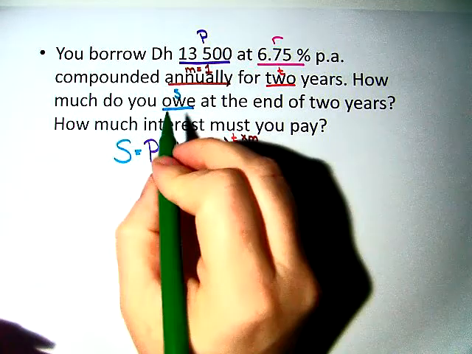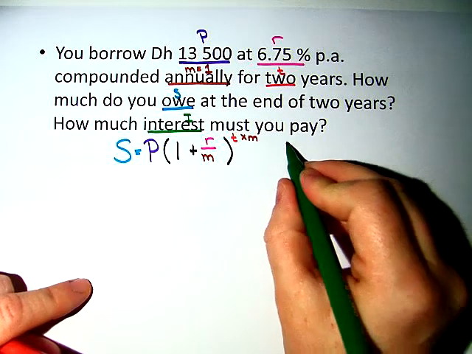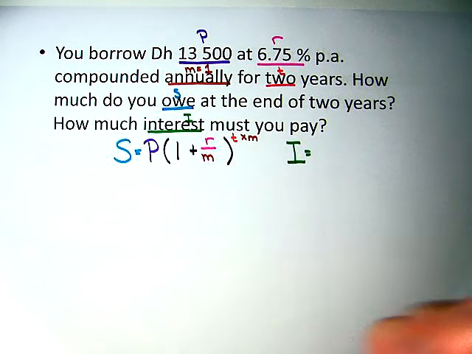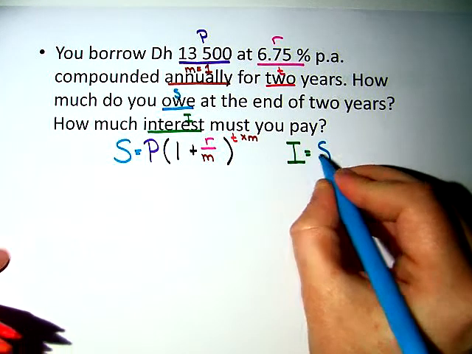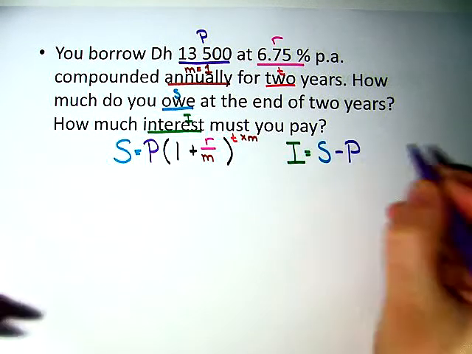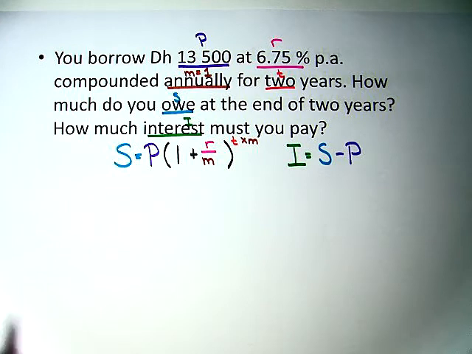And then it says, how much interest must you pay? Now, in order to find interest, we're going to use the exact same formula as we used earlier. The interest is just your full amount that you owe at the end of a certain time, subtracting what you borrow. Okay, so let's start by looking at this formula first.